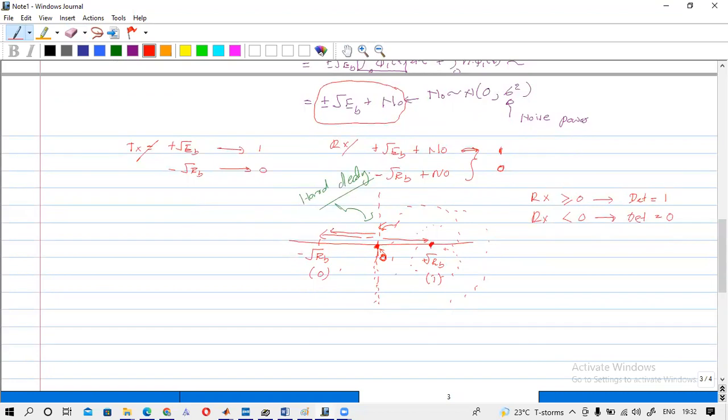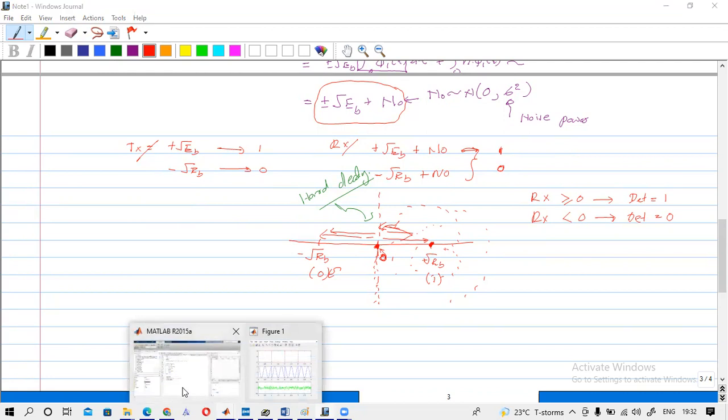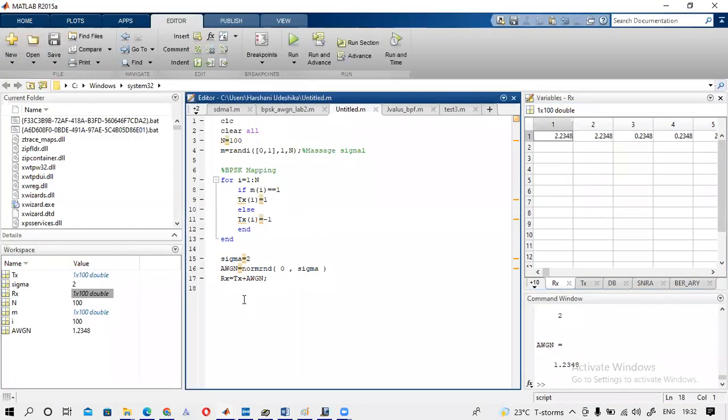Okay, that means 0. If the received symbol is higher than 0, I will assign it to this side region, that means 1. So that is what I'm going to do. For that I also need the for loop, and you can see we have to use this simple mapping, simple conditional statements also.